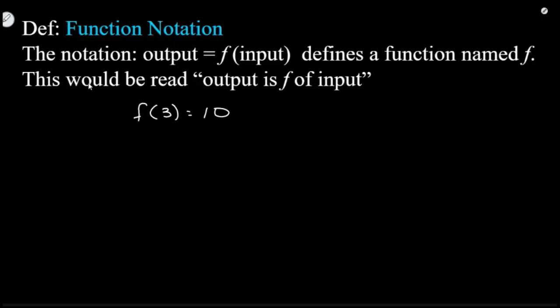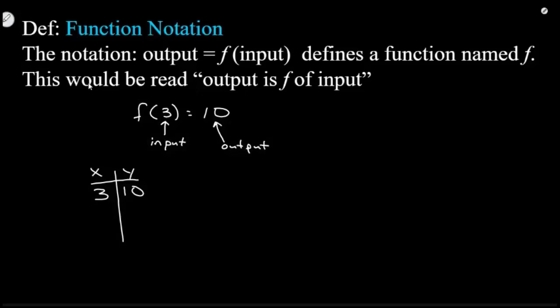I guess I wrote that backwards. But anyway, here's the input. Here's the output. The function is applied to the input of 3 in this case, and the output in this case, just an example I made up, is 10. Now, what does that mean? Well, that means if you were making a t-chart, the input value was a 3, and the output value was a 10. Because your inputs are typically your x's and your outputs are typically your y's when you're thinking about graphing them.